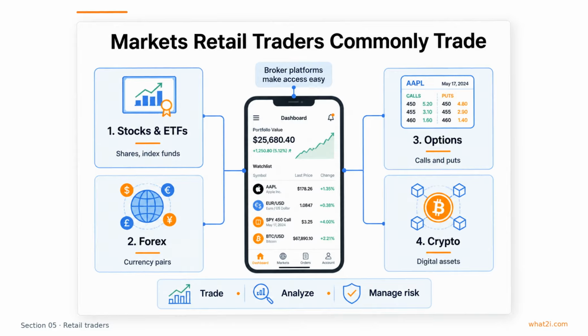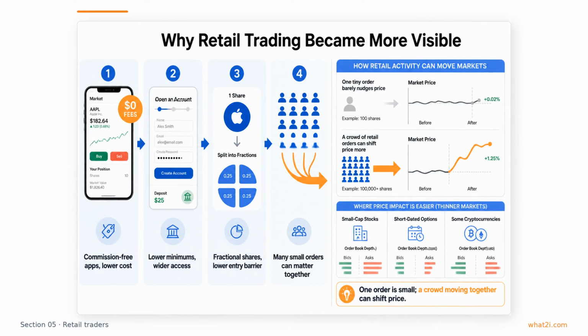The important point is that technology has reduced the friction of getting involved. Access is no longer the hard part. Disciplined participation is. Retail trading has become much more visible because the barriers to entry have fallen sharply. Commission-free apps lowered explicit trading costs, lower account minimums widened access, and fractional shares made it possible to invest or trade with very small amounts of money.